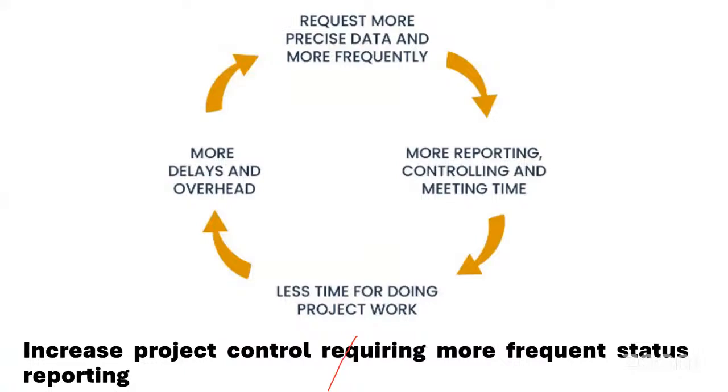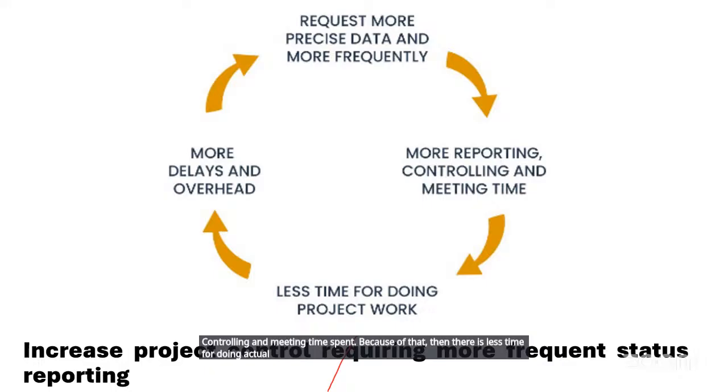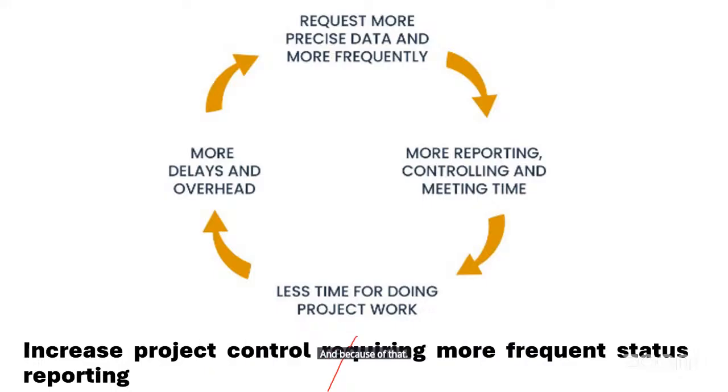So you see here, this is the example. I am increasing my project control so that I want more frequent status reporting. I want to know what you are doing and all. So I request more precise data more frequently. Because of that, more time is spent on reporting, controlling and meetings. Because of that, there is less time for doing actual project work. And because of that, more delays and overhead. This is a vicious cycle. Because I ask, give me more control and more status reporting, the team is doing only that. They don't do the work. There's nothing left for project work because they are wasting time doing all this.